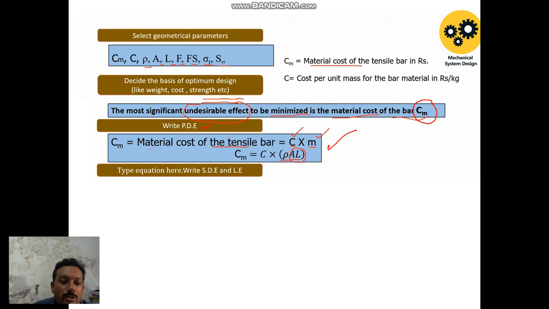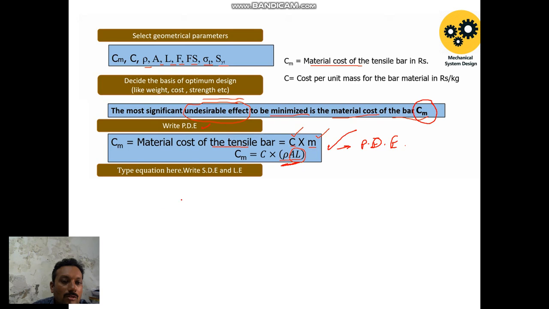Cm, the material cost of the tensile bar, equals C, the cost per unit mass, into the mass of the particular bar. We know that the mass is nothing but rho into volume, and volume is cross section area into length. So Cm equals C rho A L. This is your PDE equation.